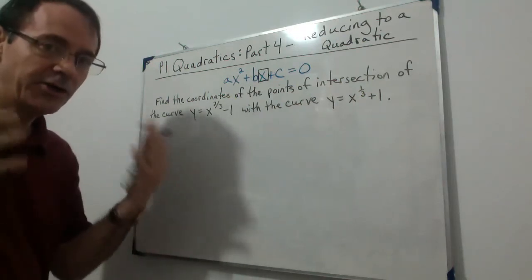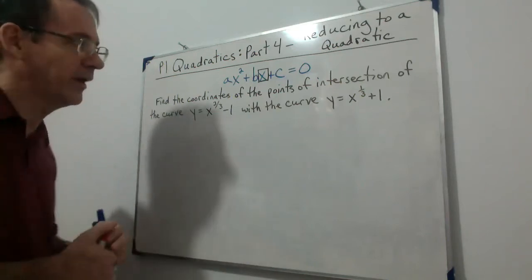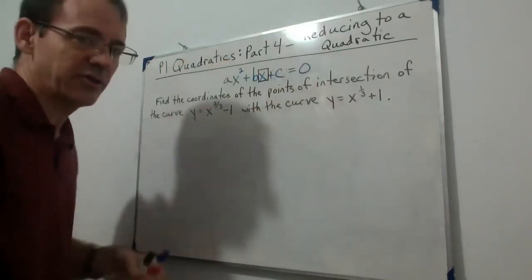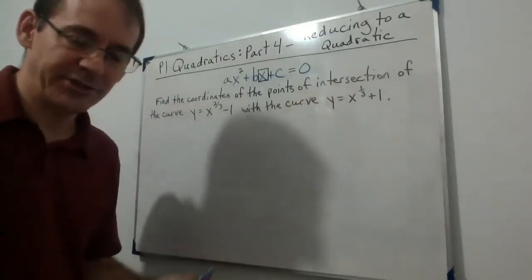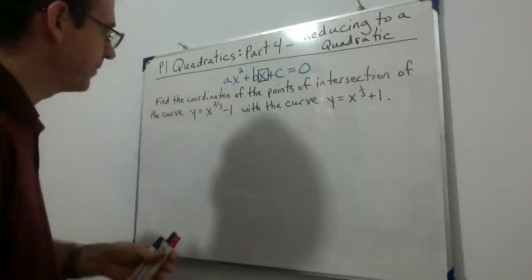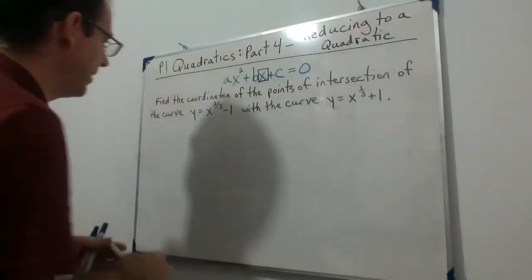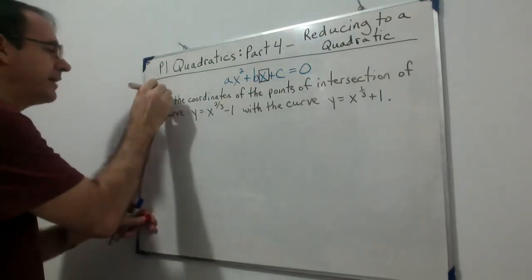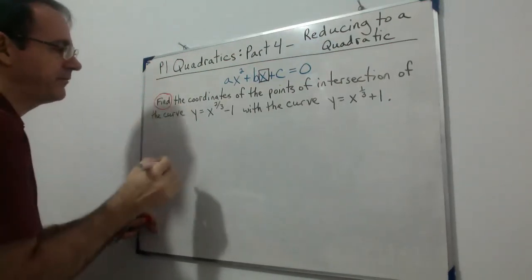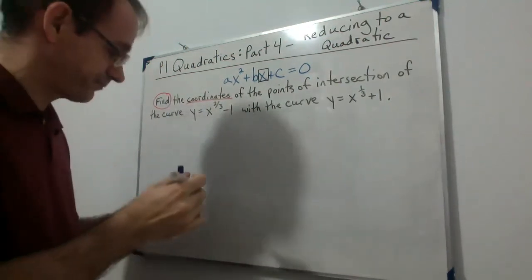You need to learn how to interpret the questions. They don't always give you just the equation and say reduce to a quadratic. You're going to have to think how to get there. Now, when you first look at this, you're probably not thinking reduce to a quadratic. So I circle my verb, find. What am I finding? Coordinates. That means I need both x and y values.